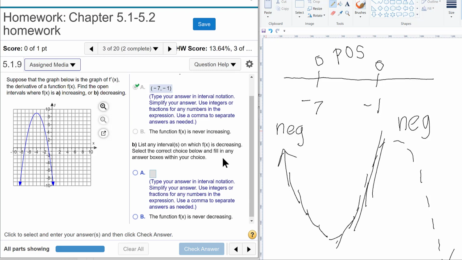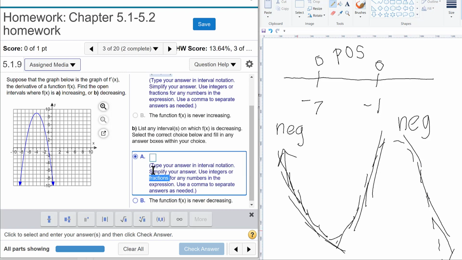List the intervals where the original function is decreasing. So here we have, on this side, tangent lines that have negative slopes, and again from here. So there's two intervals: from -infinity to -7, and again from -1 to +infinity.